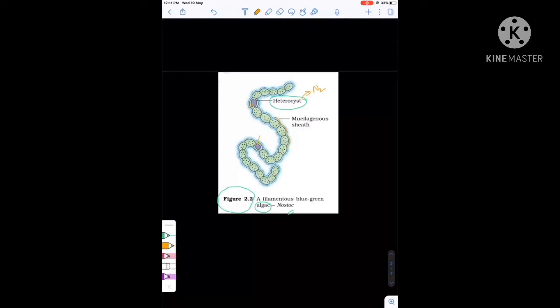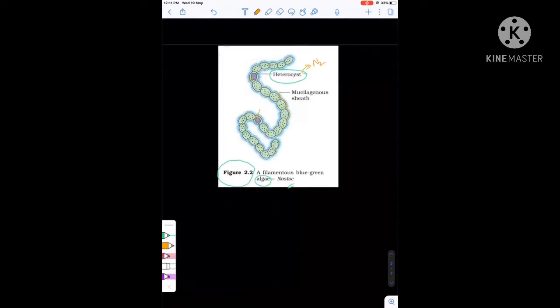Okay. There are also some important points about the blue-green algae. First of all, blue-green algae are not algae, they are bacteria. The second one is sexual reproduction. Sexual reproduction is absent in blue-green algae. There is no motile phase in the whole life cycle of the blue-green algae.